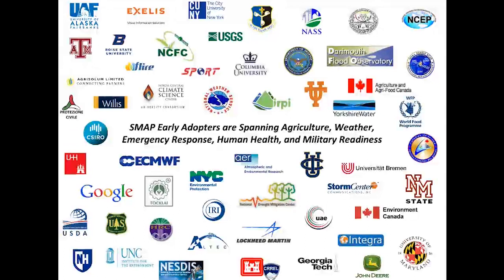We have university and commercial partners. You can see John Deere was one of our partners at one point. Lockheed Martin is still an existing partner. We have Google on board. And then we have some of the NASA centers. We have SPoRT over at Marshall. We have a lot of the agriculture groups like NASS, and we have the USGS.